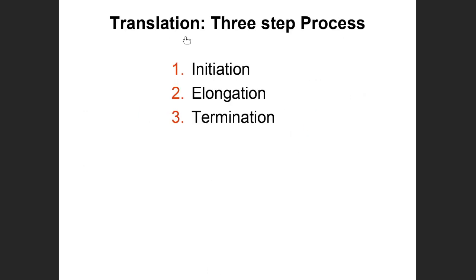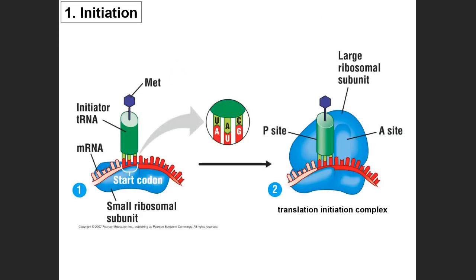Okay, translation. Just like transcription, translation is a three-step process, okay? And the three steps go by the same name: initiation, elongation, and termination. Now what happens during these three steps is where the differences come in. Initiation, I break it up into steps. The first step of translation, called initiation, begins with mRNA at its 5' cap being attached to the small ribosomal subunit.